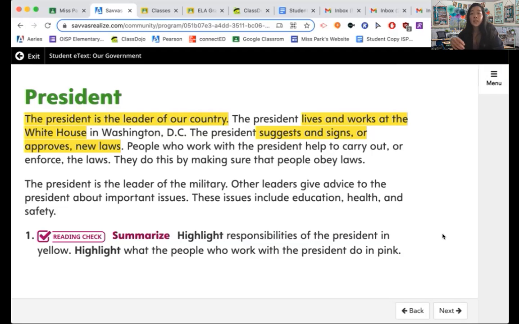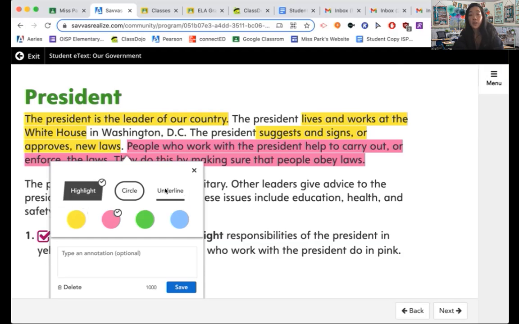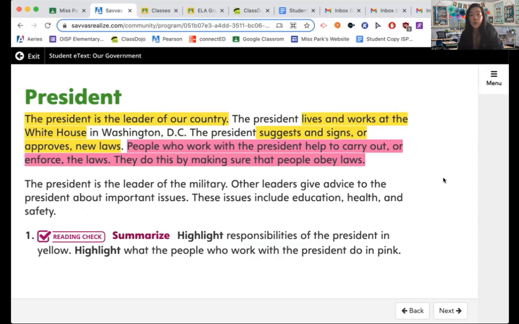People who work with the president help to carry out or enforce the laws. They do this by making sure that people obey the laws. So if you're in your book, you can go ahead and circle that. The president is the leader of the military.